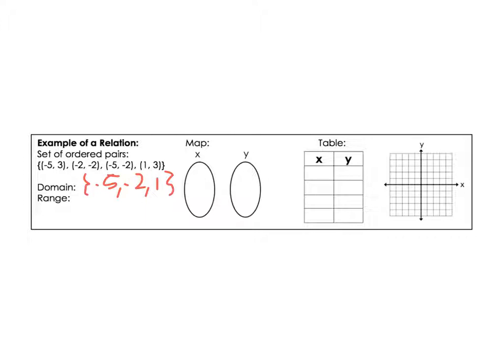And then for the range, we do the same thing. We do the curly brace. When we list them in order from least to greatest, so we do -2 and then 3, and that's all we need to list because there's repeats.